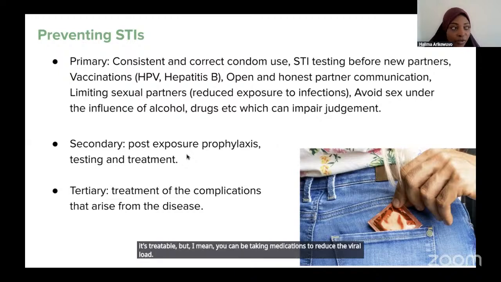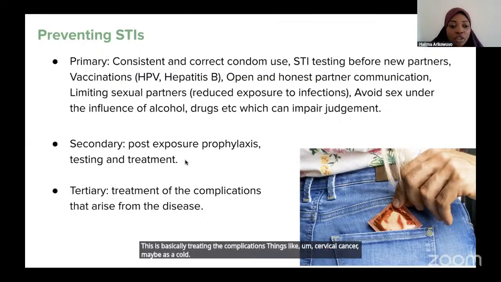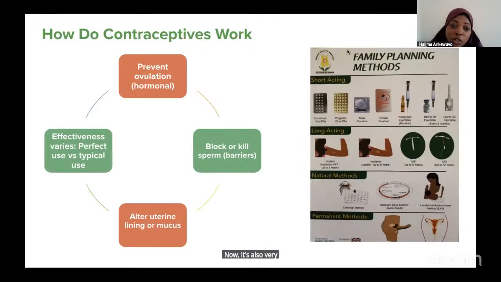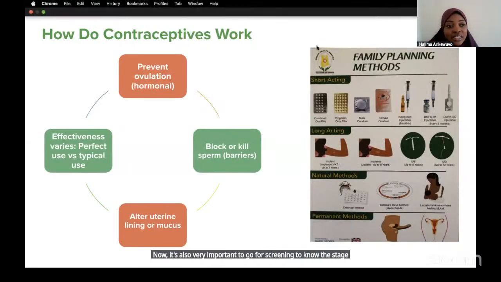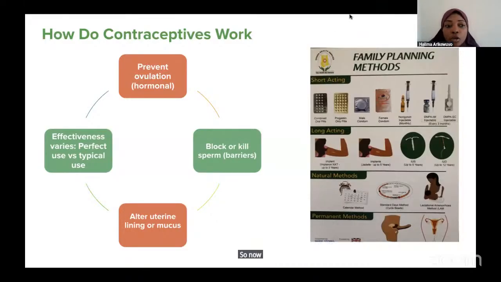Now, tertiary prevention, this has happened. This is basically treating the complications, things like cervical cancer, maybe has occurred. Now, it's also very important to go for screening to know the stage this cancer is, and prompt treatment is also helpful. So now we'll move to contraception.